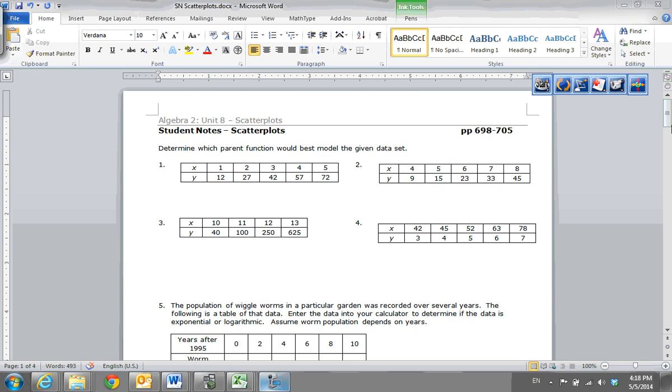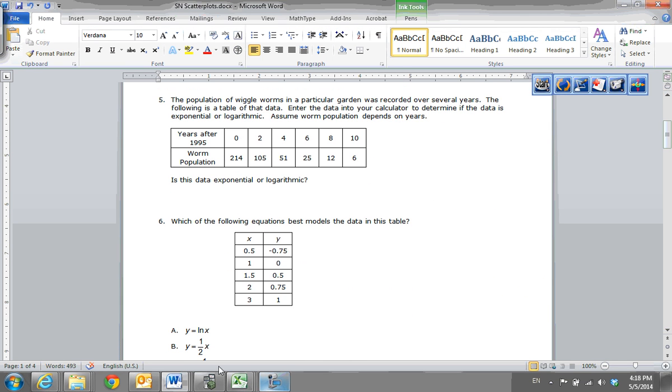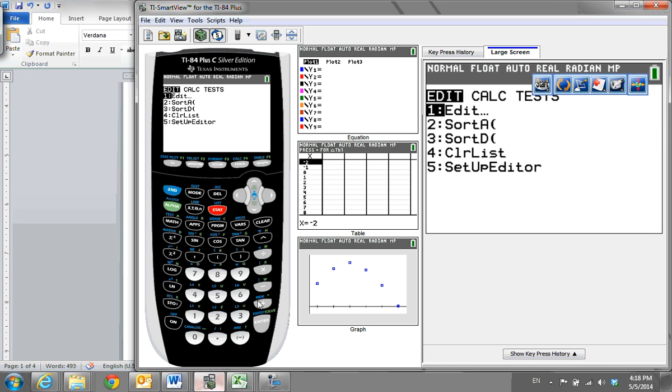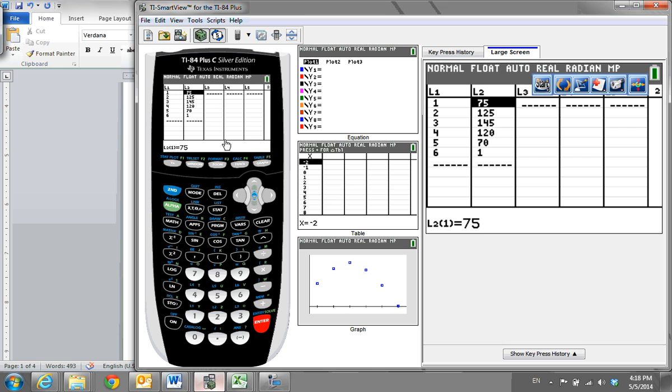Okay. Number five wants to know whether it's an exponential or logarithmic. So this is the time that we can use our calculator. You're going to press Stat, and we're going to go to Edit, and we're going to go to L1, and we're going to put all those x values in. So we have 0, 2, 4, 6, 8, and 10. And then my L2 is going to be all my y's. So 214, 105, 51, 25, 12, and 6.